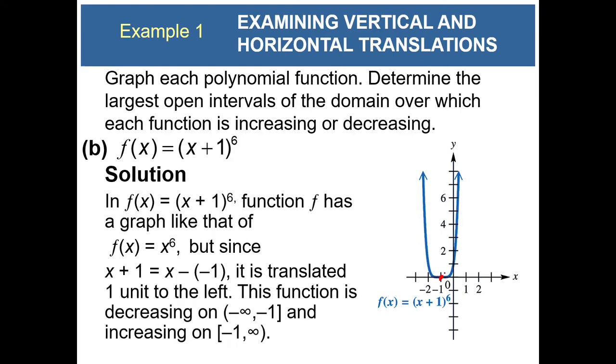In f of x equals (x plus 1) raised to the 6th, the function f of x has a graph like this of f of x equals x to the 6th, but since x plus 1 is inside, and that gives us a double negative, it is translated 1 unit to the left. This function is decreasing from negative infinity to -1, and it is increasing from 1 to infinity.